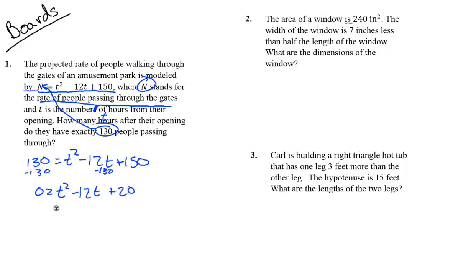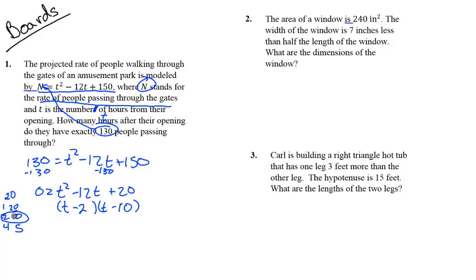So now factor. Let me see. Any greatest common factor? Nope. How many terms? 1, 2, 3. Leading coefficient 1. So this is a fast one. This will go t here, and t here, and 20. What goes to 20 and adds to 12? 1 and 20, 2 and 10, 3, nope, 4 and 5. So it looks like a 2 and a 10. t minus 2 and t minus 10.